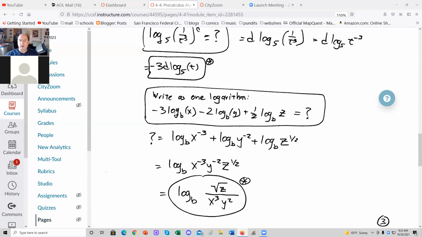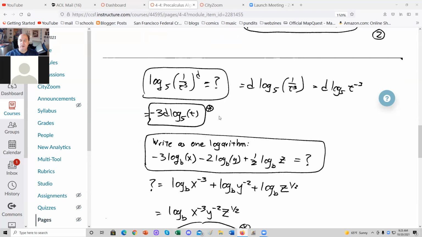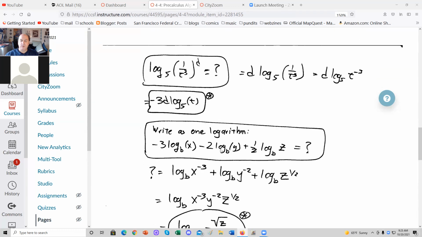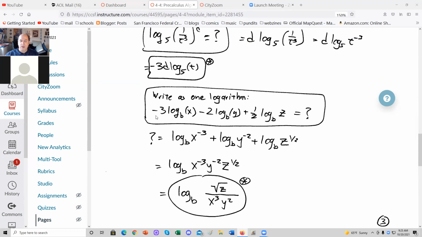Now here we're going to do this simplifying process in reverse. We start as a sum of multiples of logarithms, and we want to write it as a single logarithm. Minus 3 log base b of x minus 2 log base b of y plus a half log base b of z. What's that? Okay, the minus 3 goes in the logarithm as a power, log base b of x to the negative third. This minus 2 goes into it as a power, plus log base b of y to the negative 2. The half goes into the logarithm as a power, log base b of z to the half.